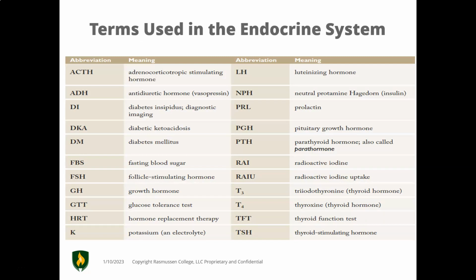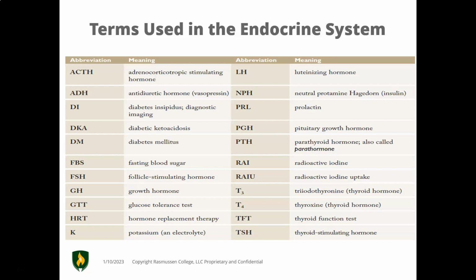Some terms that we'll use in the endocrine system are listed here on the screen. These are pretty common abbreviations. The chapter will go on to discuss these along with diseases of the endocrine system, but I'm really going to leave that for you to read. I want to talk about just a few of these and where they're produced. So ACTH, adrenocorticotropic hormone, is created and secreted by the adrenal cortex, which is in your kidney.